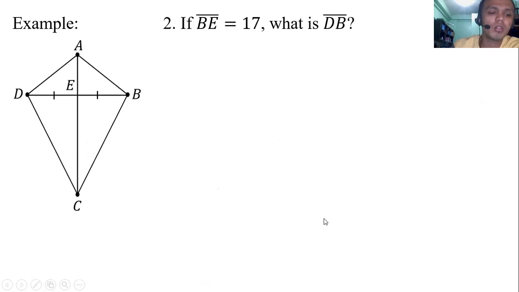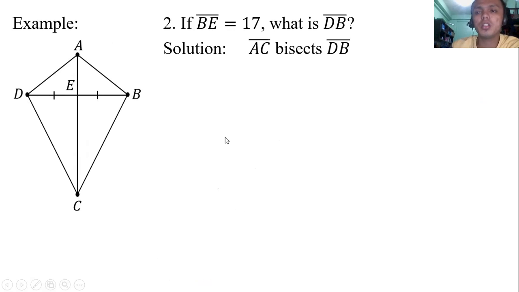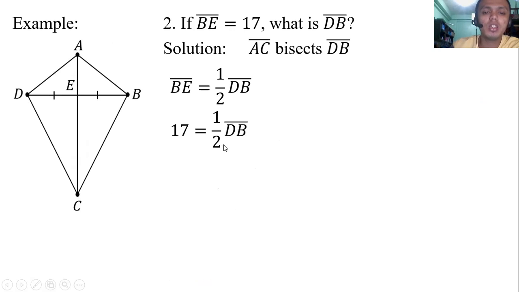Next. Another one. If BE naman is equal to 17, ito, EB. What is DB? Again, using the midpoint postulate, we have EB is equal to 1/2 times DB. Your EB is 17, no? Then multiply it by 2 para matanggal yung denominator dito so that we can find the value of DB. So 17 times 2 is equal to 34. Therefore, your DB here is 34.